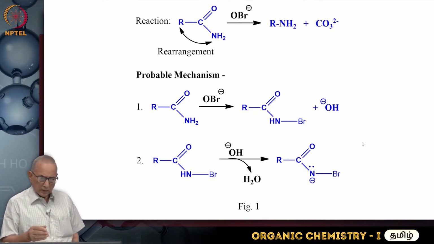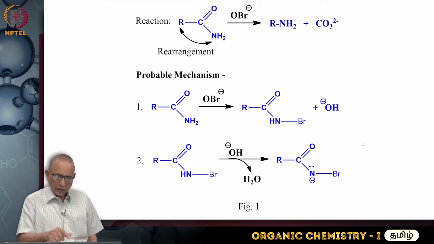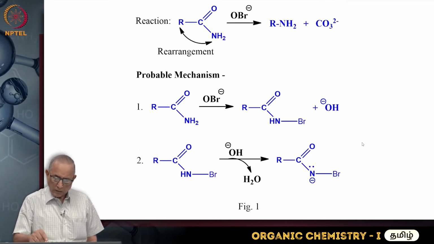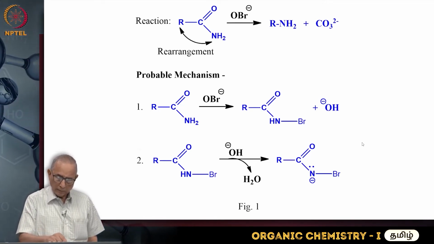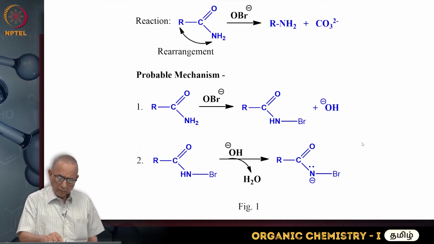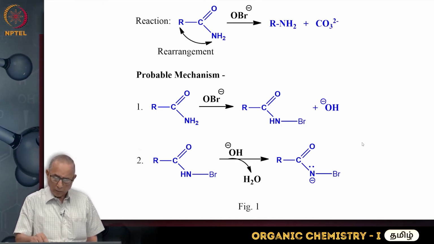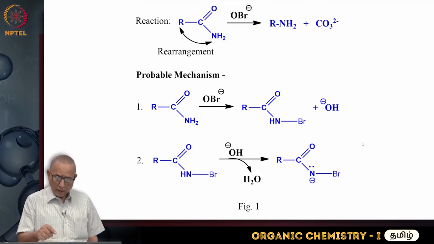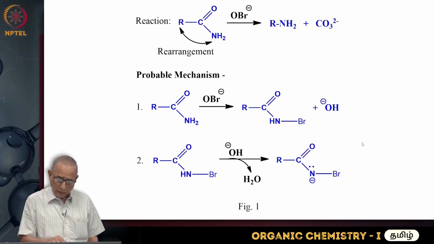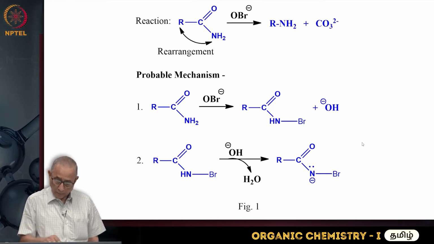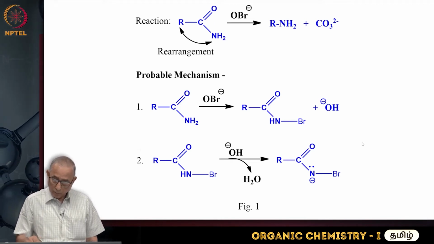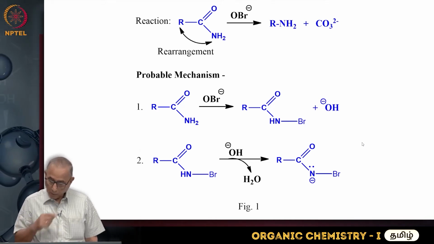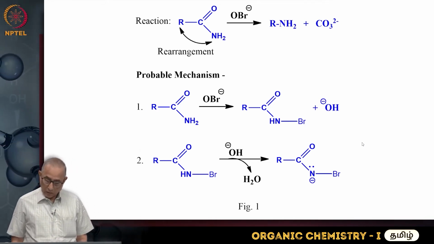This is the probable mechanism. Various steps are involved. The RCONH2 reacts with OBr minus to form RCONHBr. This is brominated. The N reacts with bromine, kicks out OH minus, and then a proton is lost to give RCONHBr. The reaction takes place in hydroxide. In hydroxide you lose a molecule of water and form RCON with two electrons and a negative charge. This particular compound is electron deficient. It's called a nitrene.